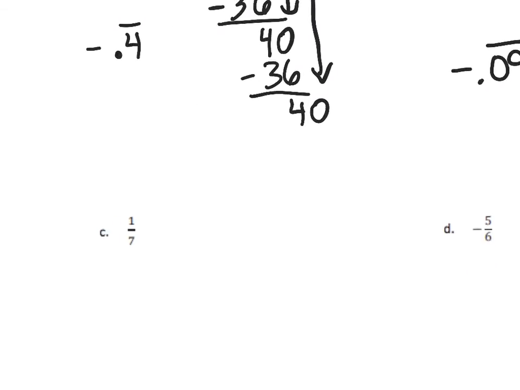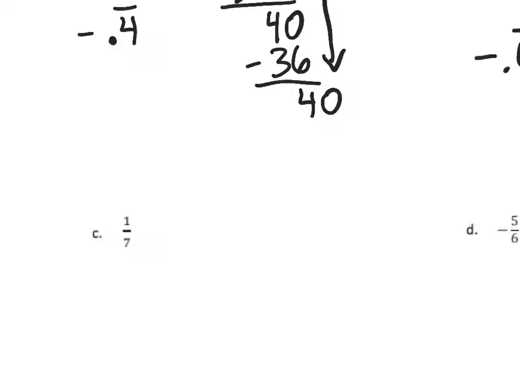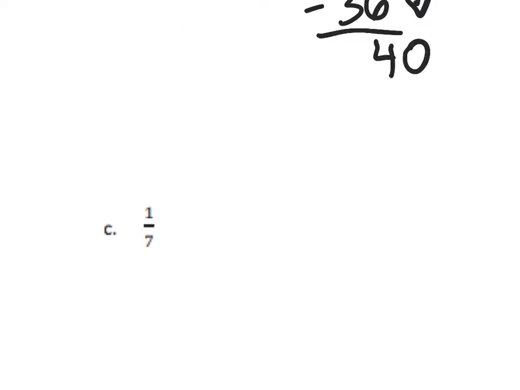Let's take a look at 1/7. This is a bear of a number. I'm telling you in advance, when you see 1/7, it's a long one. So give yourself plenty of space. We'll do it for a bit. 7 goes into 1. 7 goes into 10 one time.